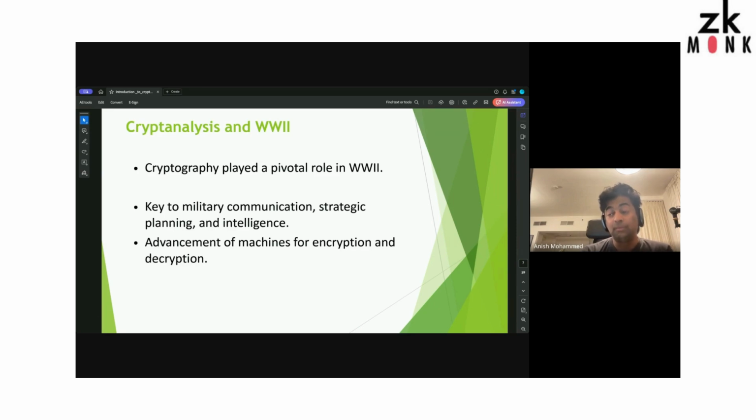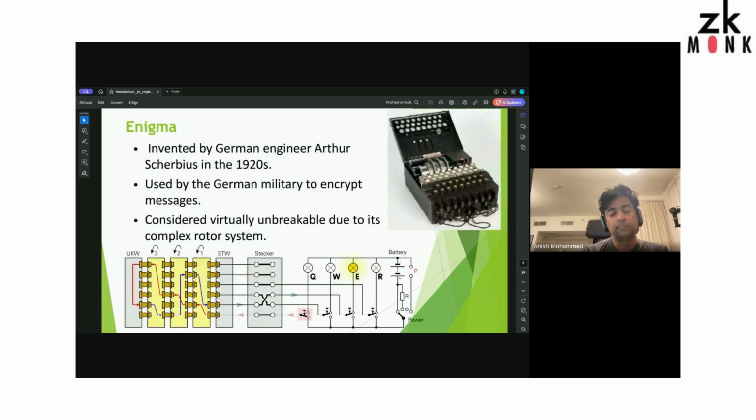But in general, everybody agrees the role that cryptography played was pivotal in World War II, right? It was key for communication, planning, and intelligence. And it really drove machines for encryption and decryption, and thus led to electromechanical computation, computers, and to the modern computer. Okay, can I go to the next slide, please?